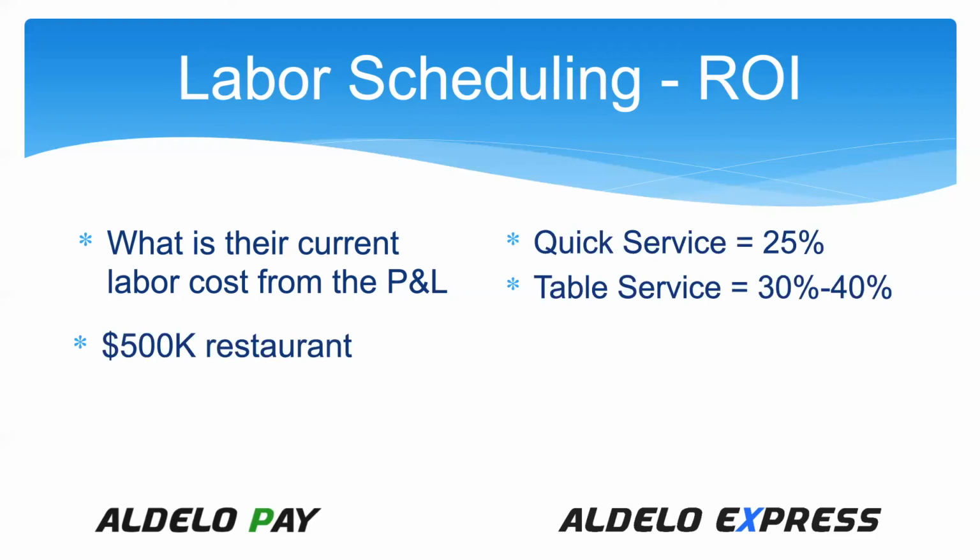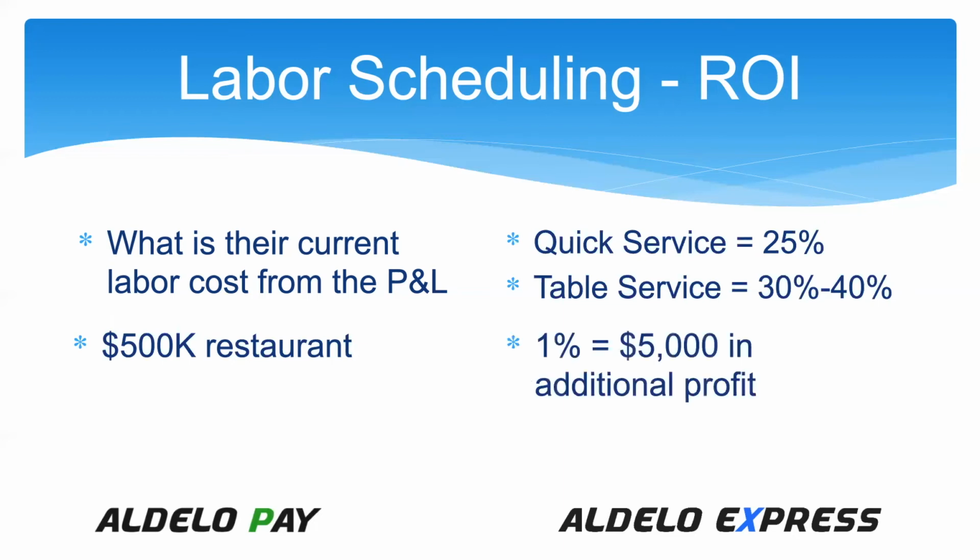That is not a huge operation. If you see that they are saying their labor in quick service is 30% or more, you know that you have a little wiggle room. You know that you can help them with that expense. But just 1% savings on a $500,000 restaurant is $5,000 in additional profit. Now, that alone justifies the expense of the point of sale system.